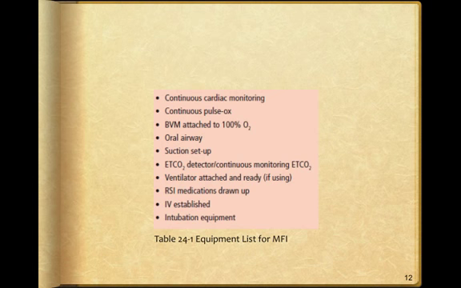These are equipment lists for medication-facilitated intubation and rapid sequence intubation. This is table 24.1. Very simply, a lot of these will make sense. Be sure they're on the cardiac monitor in case things start going south. Continuous pulse oximetry, BVM attached to 100% oxygen, an oral airway, a suction setup, end-tidal CO2 detector or continuous EtCO2 detection. Ventilator attached and ready if you're using a ventilator. RSI medications are already drawn up, IV is established, and intubation equipment is present.